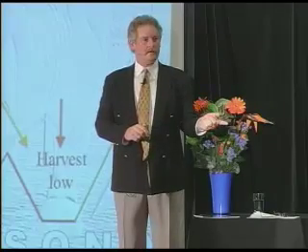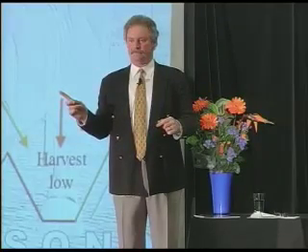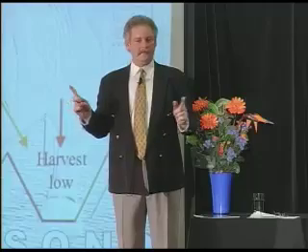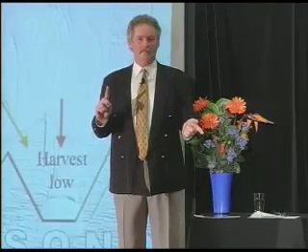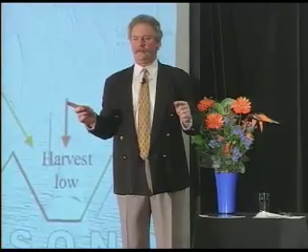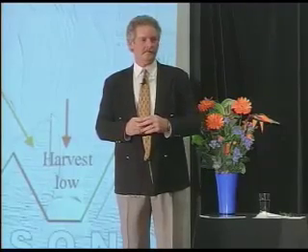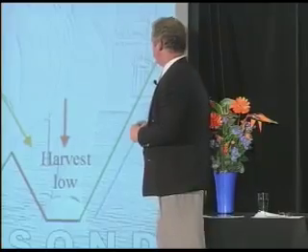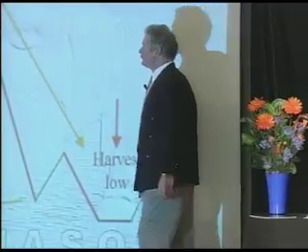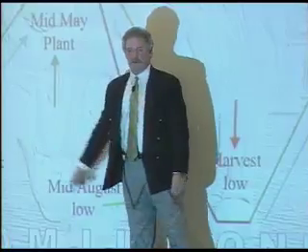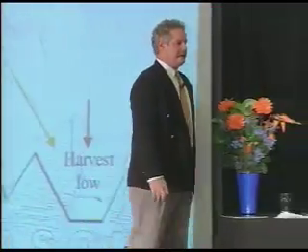So we know when the low is and we know when the high price is, don't we? So therefore we know when we should be selling and we know when we should be buying, don't we? And why don't we do it? October is the Northern Hemisphere harvest low in soybeans, and May, June is the Northern Hemisphere plant in soybeans.